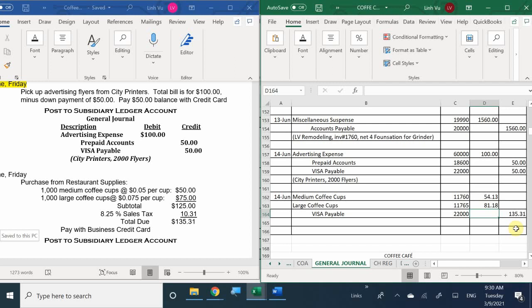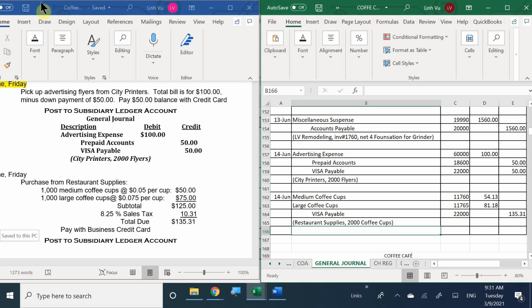Yes? Yes. Okay. Last but not least, let's fill in the description. So here, I'm going to write restaurant supplies. This one, I'm going to write that I bought 2,000 cups, coffee cups. And that's it. All right, so here we reach the end of page 4. So that means the next transaction is going to be on page 5.